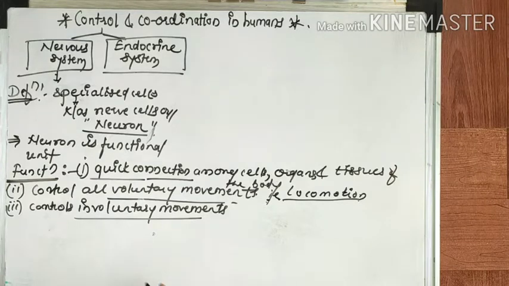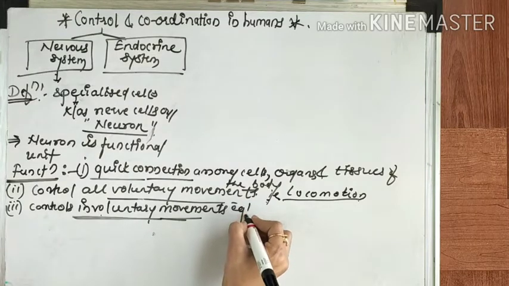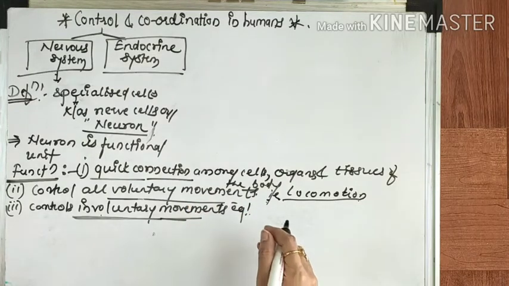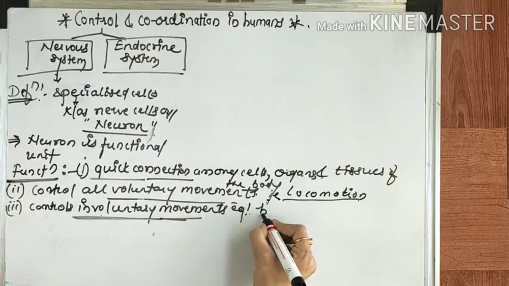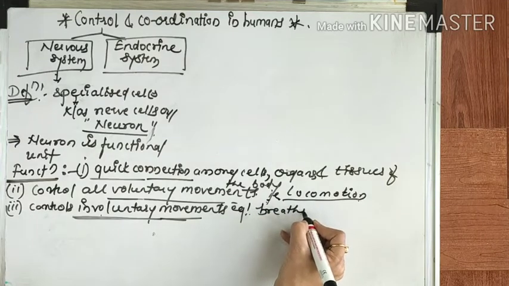Okay? Yani jo cheezein hum apni marzi se nahi kar sakte, that response is known as involuntary control. It's not controlled by our will. Yani hamare will power se hum usko control nahi kar sakte. That movement is known as involuntary movement. So, what type of involuntary movement? For example, controlled by the nervous system is breathing.